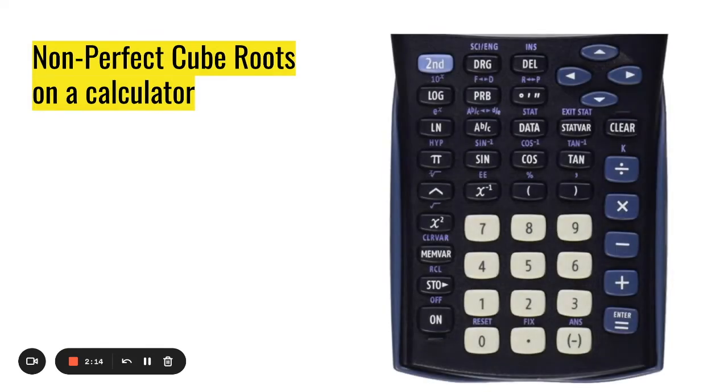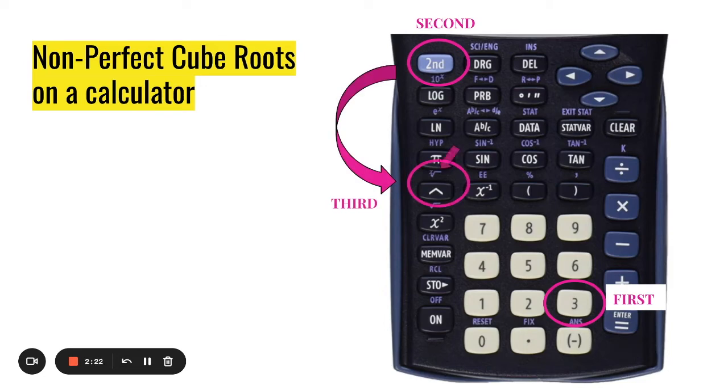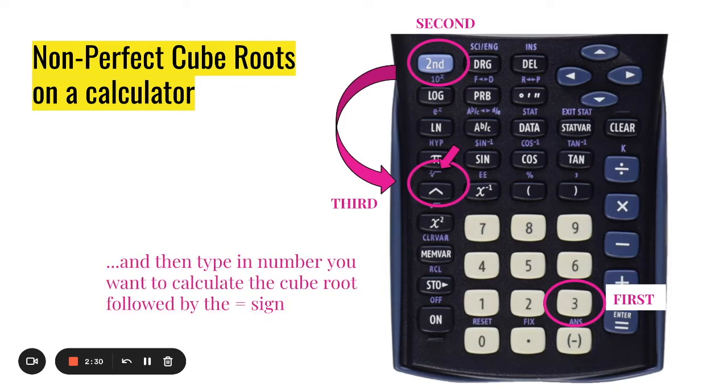To do non-perfect cube roots on a calculator, you'll start by hitting the number 3 since it's the cube root, followed by the second button, and then we're going to hit the button just above our last one, which you'll notice has the radical sign with a little x with it. Then type in the number you want to calculate the cube root of, followed by the equal sign.